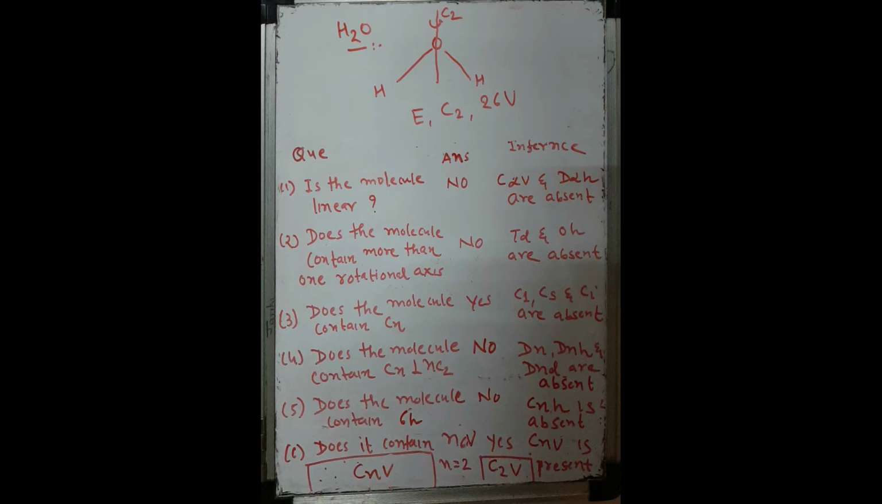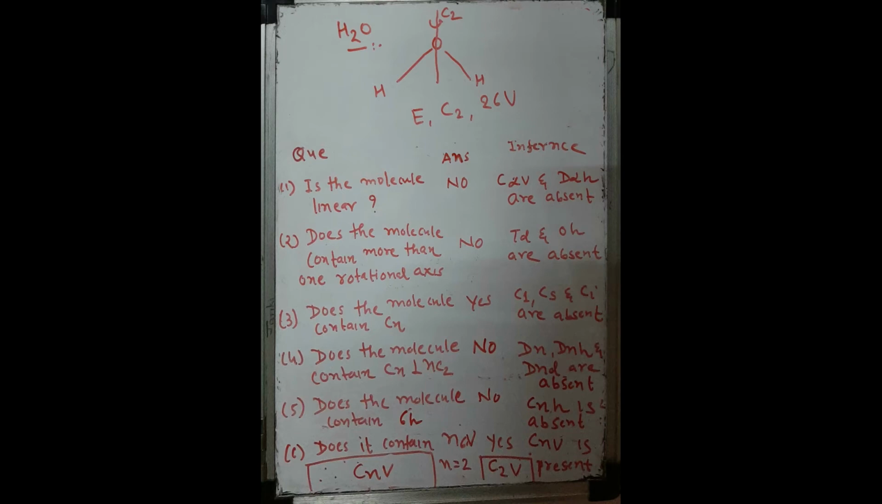Third question we ask, does the molecule contain Cn? Answer is yes, that means C1, Cs and Ci are absent. Fourth question, does the molecule contain Cn perpendicular to nC2 axis? Answer is no, that means Dn, Dnh and Dnd are absent. Next question, does the molecule contain sigma h? Answer is no, that means Cnh is absent. Next question, does the molecule contain n vertical planes? Answer is yes, therefore point group of this molecule is Cnv. Here n is equal to 2, therefore point group of water molecule is C2v.